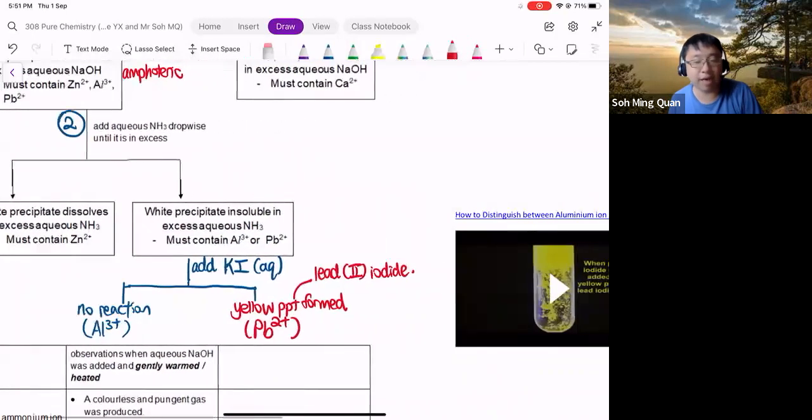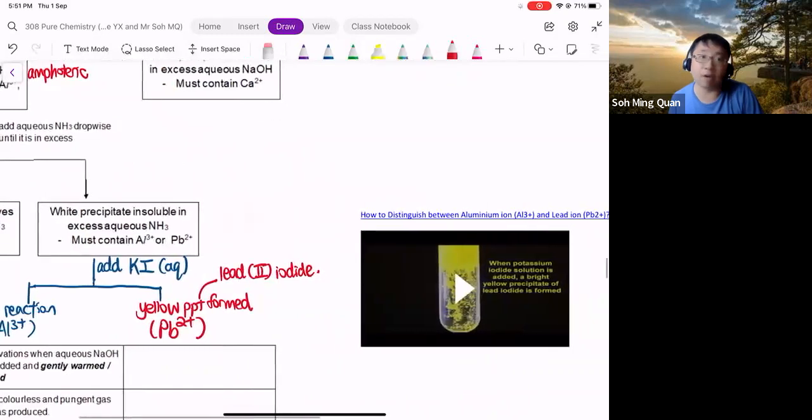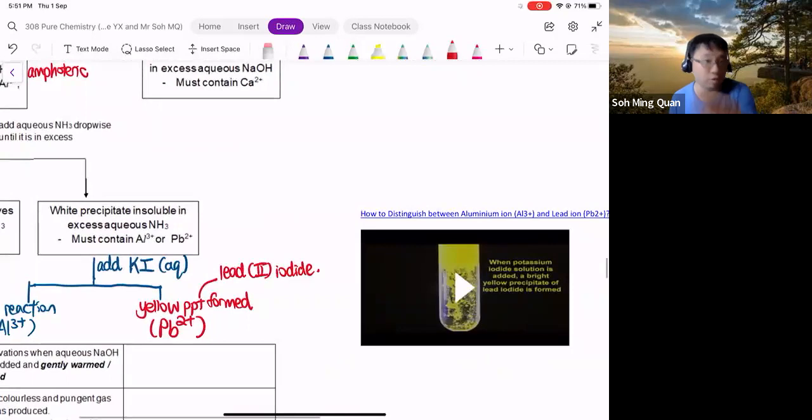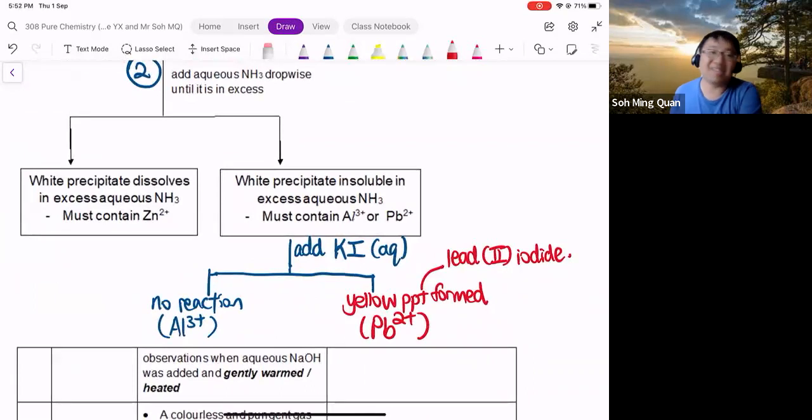All right, so you can see, actually the video is on the right hand side, and that's why if you are in OneNote, please view the videos on the right hand side of this section. Okay? So this is actually how you distinguish between aluminium and lead.